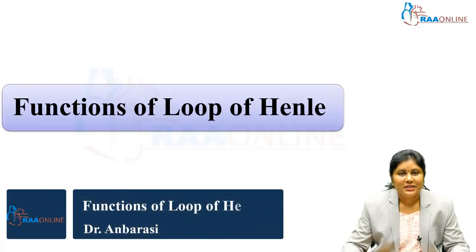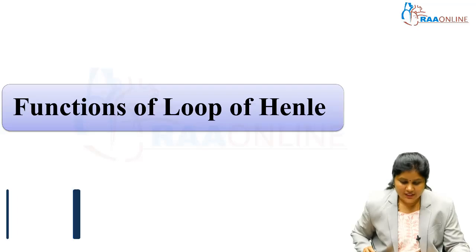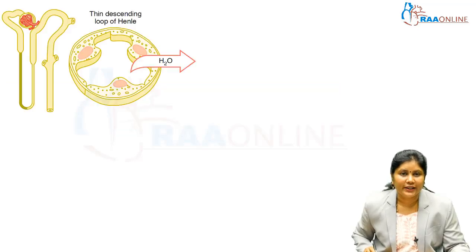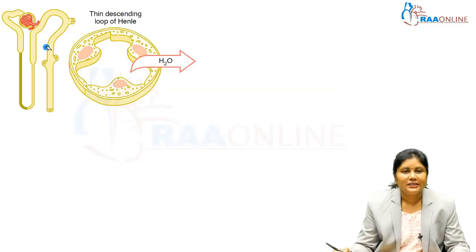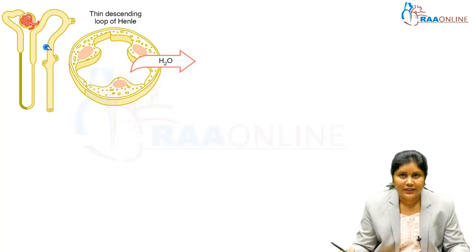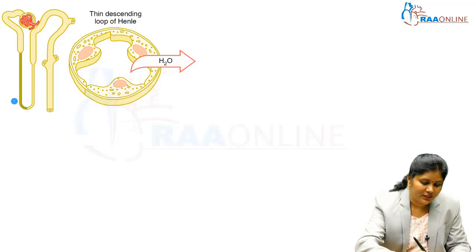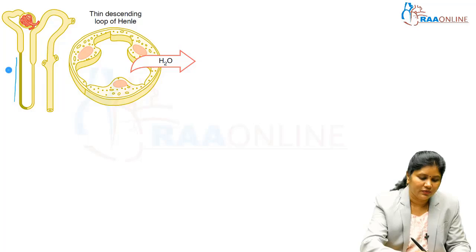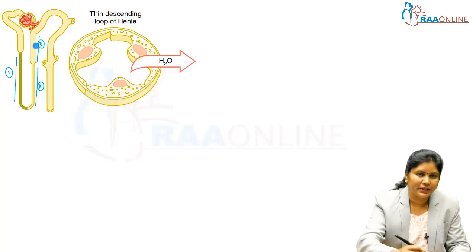In this section, we will be continuing with the tubular functions. We will start with the loop of Henle. Okay, so we will see what are the functions of loop of Henle. So, loop of Henle is actually having three different segments. One is a thin descending limb, that is the first thing. Thin ascending limb, second part, and thick ascending limb, third part.